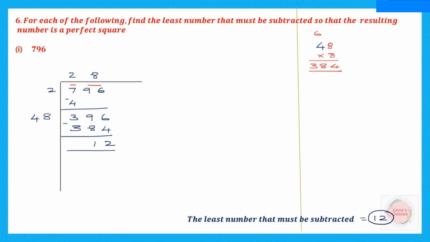Now you can also check this answer and see. That is, you can take the number 796 and subtract 12 from it. 6 minus 2 is 4, 9 minus 1 is 8, 784. Now this number is a perfect square. So you can find out the square root of this number that will not have any remainder, and you will understand that this is a perfect square. So the remainder that you get when you divide is the least number that must be subtracted to make it a perfect square. So our answer is 12.